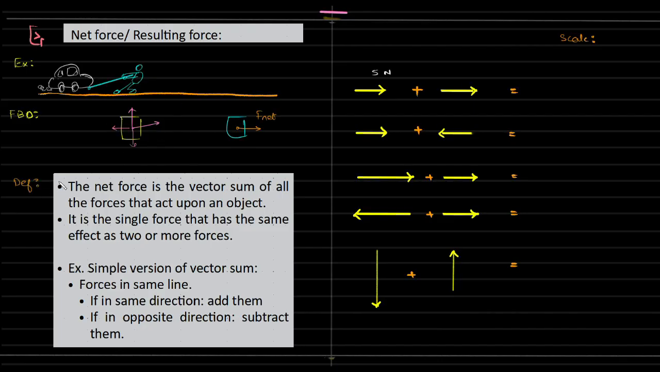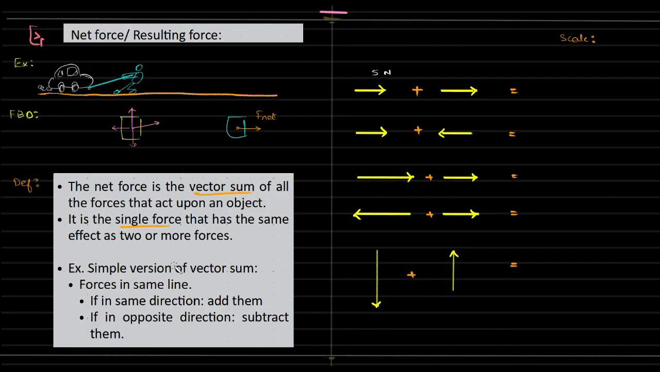Here we have the definition. The net force is the vector sum of all the forces that act upon an object. It is the single force that has the same effect as two or more forces, right? So in place of any number of forces, you will replace it with a single force that is known as net force.